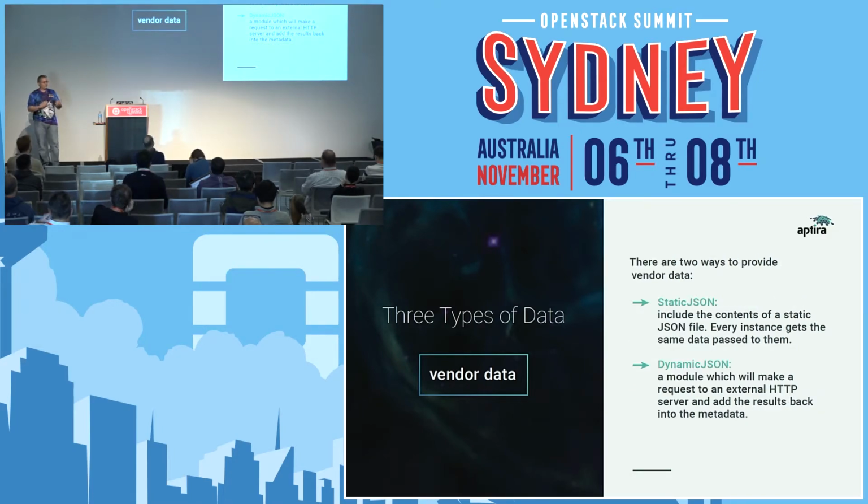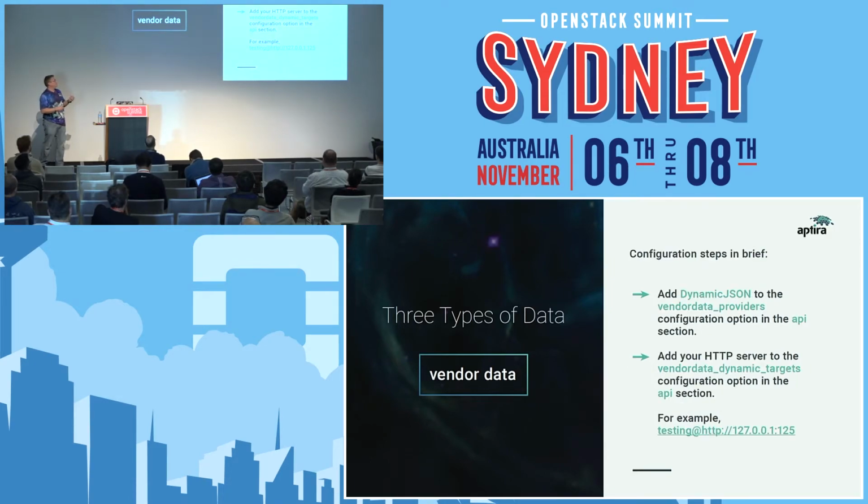Now, there are two forms of vendor data at the moment. We might add more in the future, but we haven't thought of an excuse yet. There's static JSON. So this is my NTP servers are here, or my Puppet server is there, or whatever. Things that pretty much never change. And it's just a JSON file on disk, and it's just added to the vendor data files, job done. So it's super simple. And then there's dynamic JSON, which is a module that knows how to go and talk to a web server, gather data for you, and return it to the instance. And that's where Active Directory and free IPA and things like that would be done.